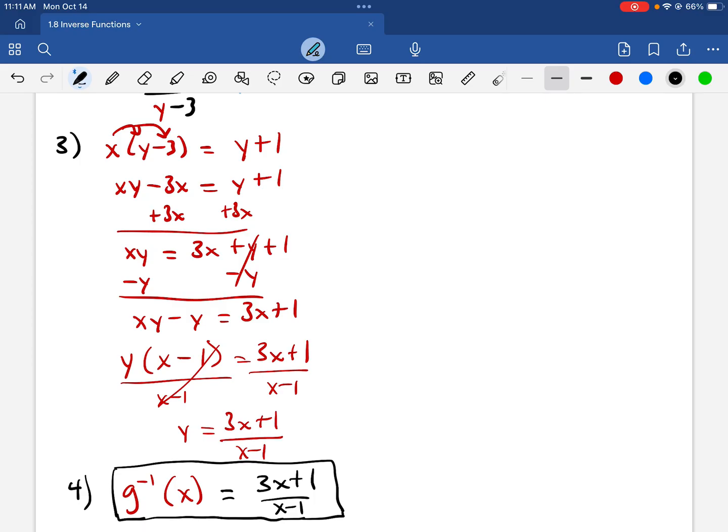And then we need the domain and range of both. Again, these were g's, let's get that right. So domain of g, and then the inverse as well.